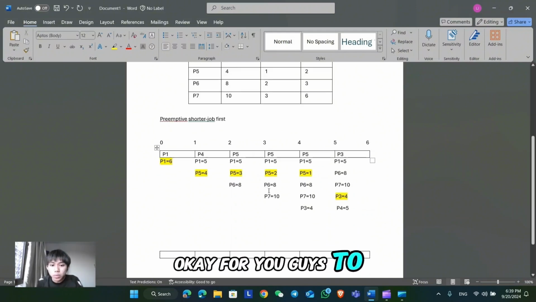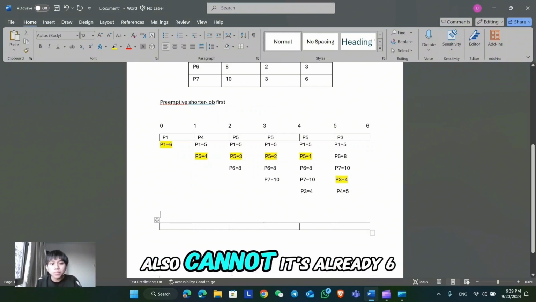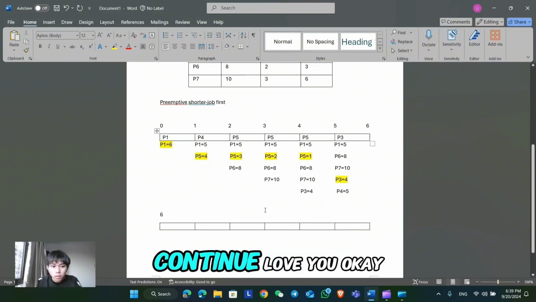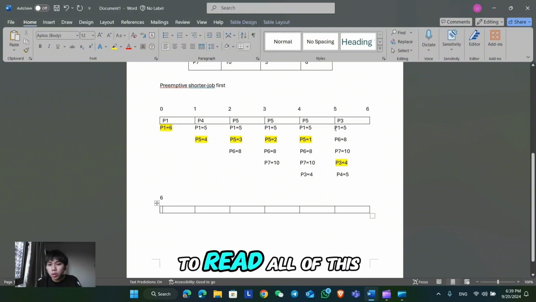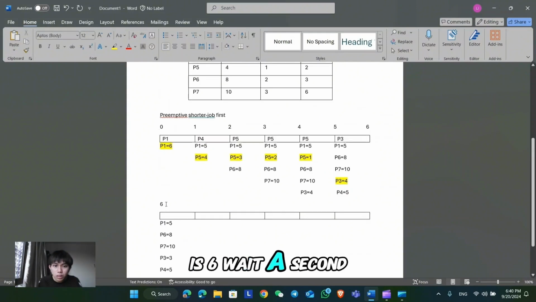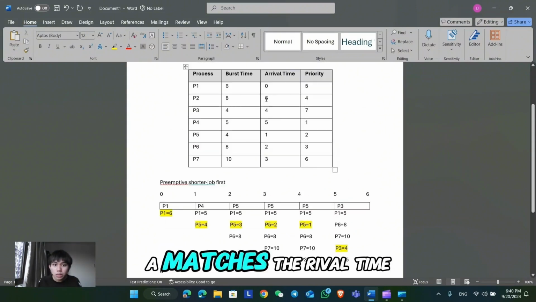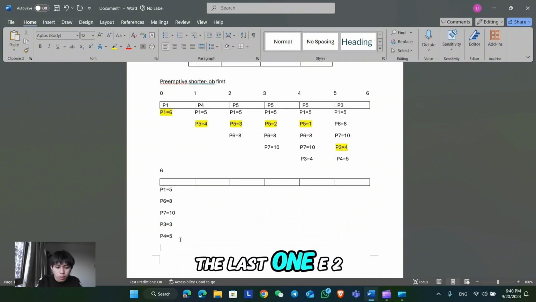For you guys to understand more, actually there's no need to go down, it can also work. So right here 6, we continue. Below here, as usual, we need to write down all of these 6 in the second. So let's see. P2 matches the arrival time. So P2 equals to 8. The last one, P2 equals to 8.